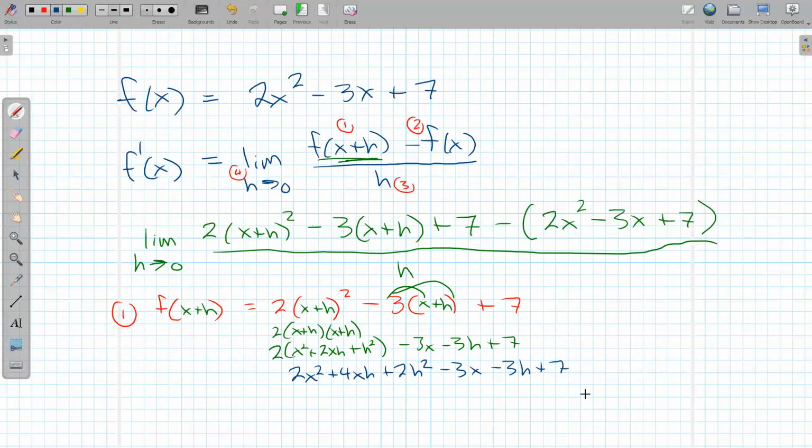Are there any like terms in there? That's the only x squared. I got all the xh's, h squared, x, just h, no like terms. So now I'm ready for step 2. So step 2 is where we, from that, subtract f of x. And to do that, I'm just going to stack it underneath here. So I'm going to subtract that 2x squared. Then I have to subtract negative 3x, which is really a plus 3x. And then I get to subtract the 7 and then see what's left.